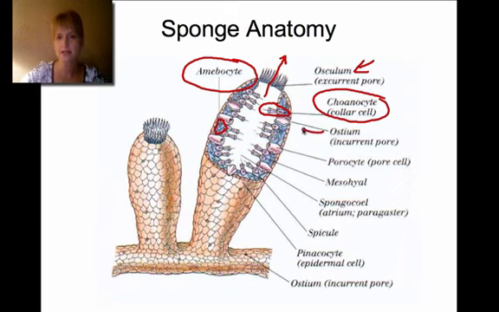So water comes in through this in-current pore, and then these collar cells basically wave these flagella around, and it moves the water in throughout this. Another important part of sponge anatomy is the spicule. If you look right here, you'll see these little structures that look kind of like spikes, and they basically give the sponge its structure or its form. Sometimes they even look like glass, but they give the sponge its form.